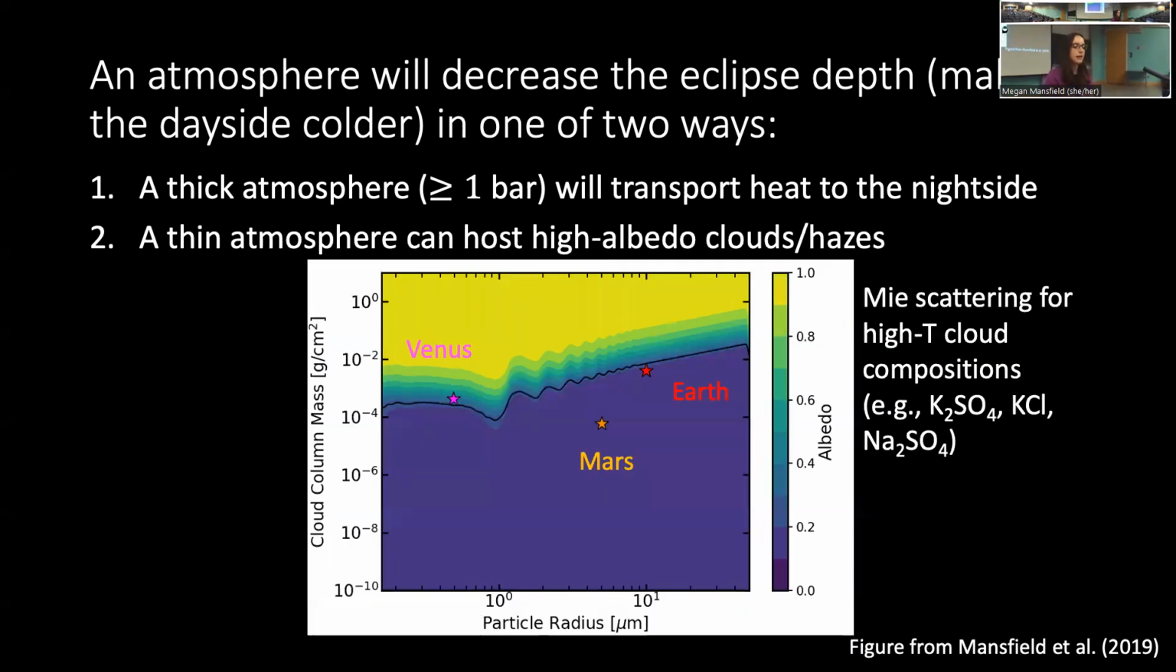Then the second way is that an atmosphere can also host high albedo clouds or hazes. So here I'm showing a plot I made that shows scattering calculations and the resulting albedo you get for cloud particles at a variety of different particle radii and cloud column masses. And then to guide your intuition, the stars on here show typical cloud properties for the Earth, for Mars, and then for the hazes that form in the upper level of Venus's atmosphere. So if your atmosphere isn't thick enough to distribute a lot of that heat around, it could still end up decreasing the temperature you see in secondary eclipse just by hosting high albedo clouds.